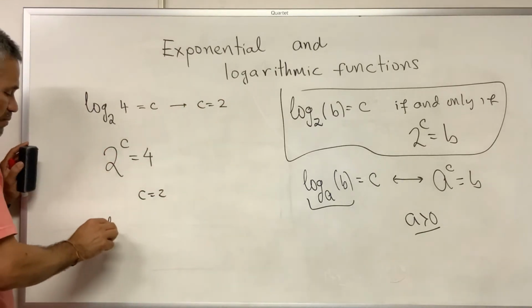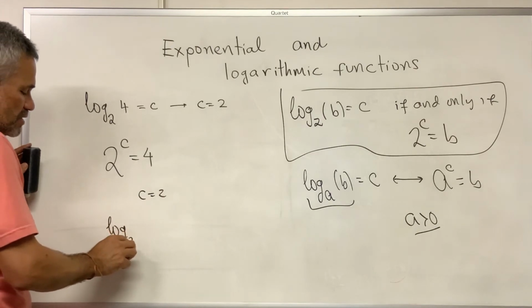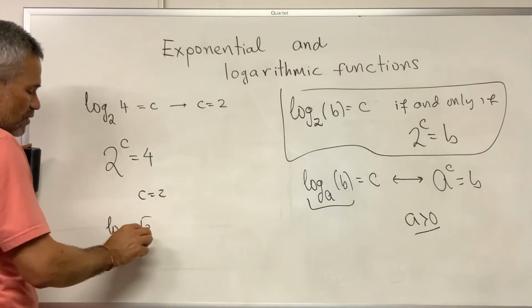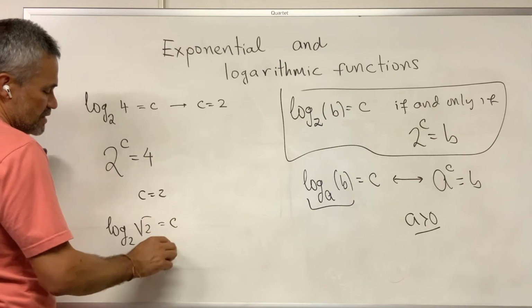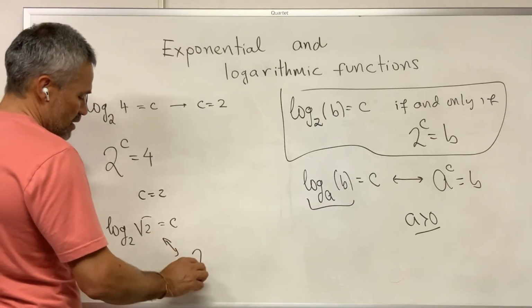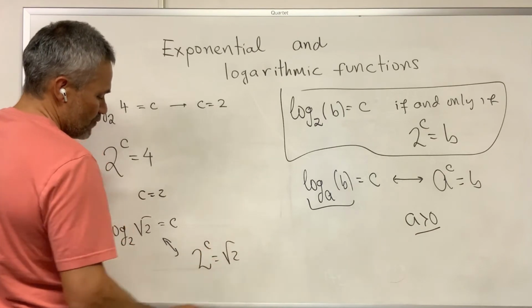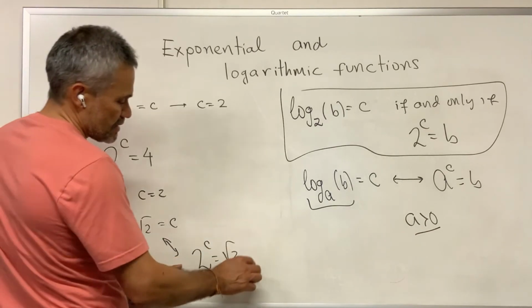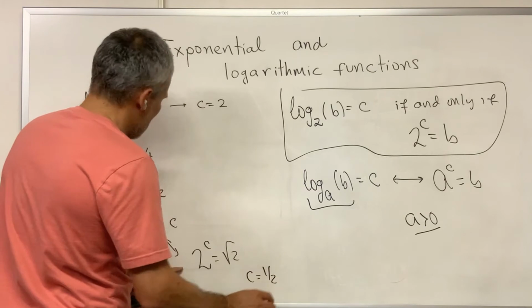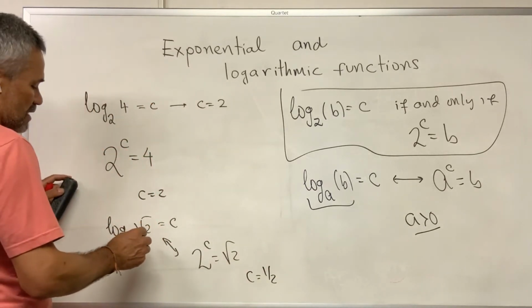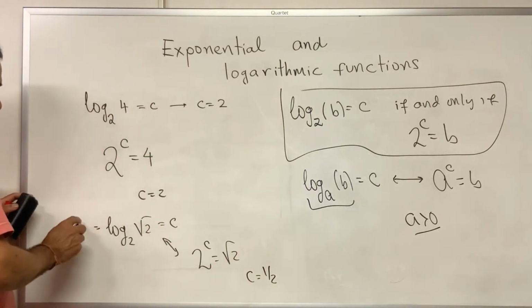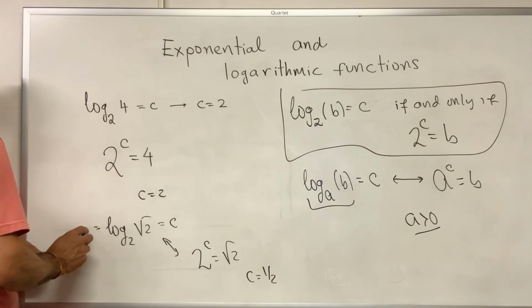Let's do another example. Log in base 2 of the square root of 2. If we call this c, then we write 2 to the c equal to the square root of 2, but then in this case c is equal to 1/2, and that means that log in base 2 of the square root of 2 is equal to 1/2.